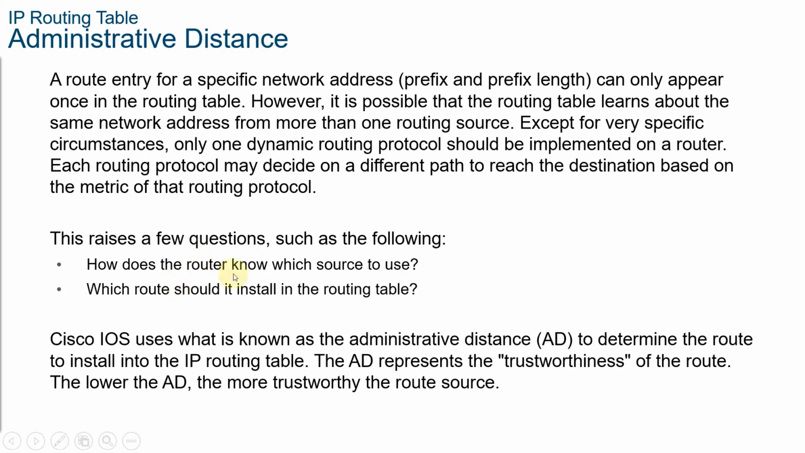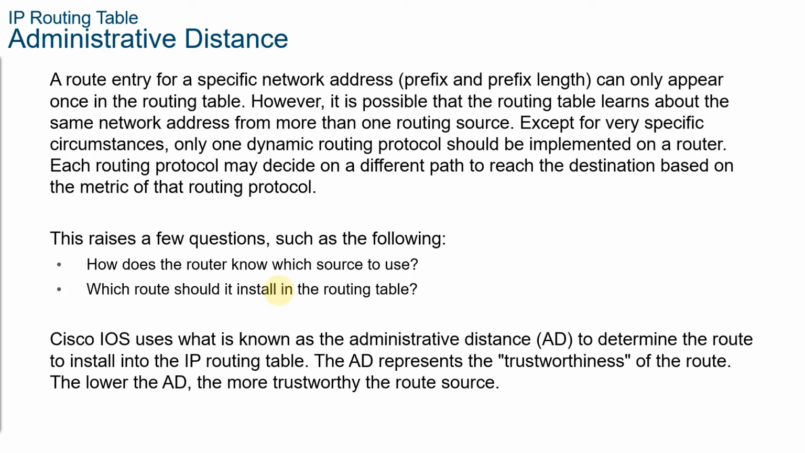How does the router know which source to use, or which route should it install in the routing table? Cisco IOS uses what is known as the administrative distance, or AD, to determine the route to install into the IP routing table. The AD represents the trustworthiness, so the lower the AD, the more trustworthy. Because EIGRP has an AD of 90 and OSPF has an AD of 110, the EIGRP route entry would be installed in the routing table.